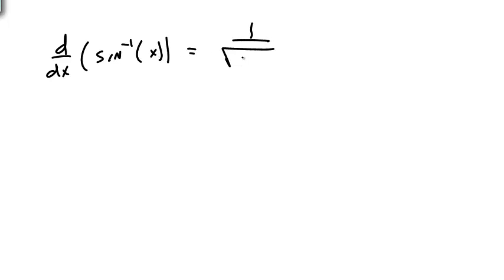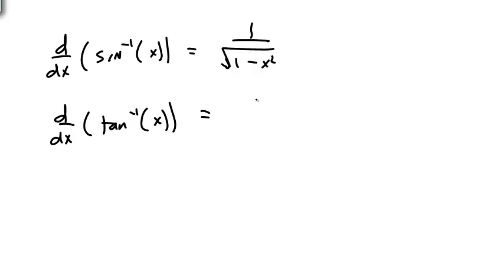Let's see. You need to know the derivative of sine and cosine and tangent. You should also know the inverse. Specifically, I want you to know that the derivative of sine inverse of x is, oh goodness, do I know it? 1 over the square root of 1 minus x squared. And the derivative of the arctangent, inverse tangent, is 1 over 1 plus x squared.